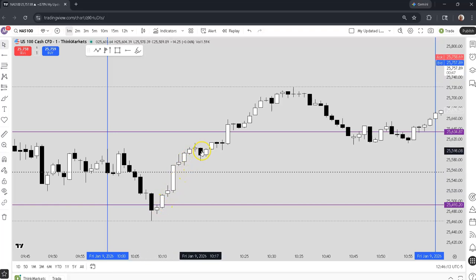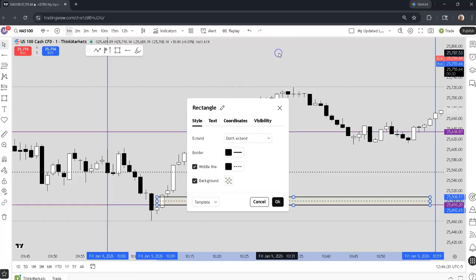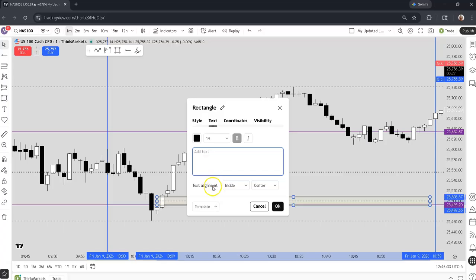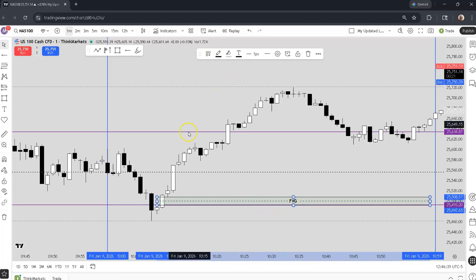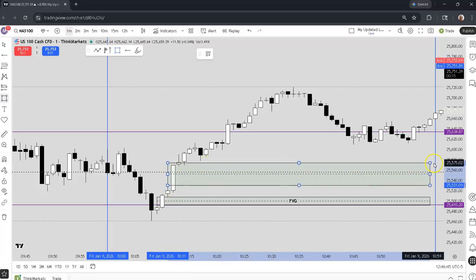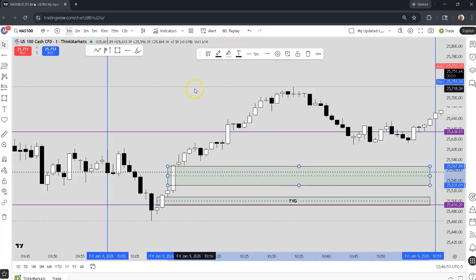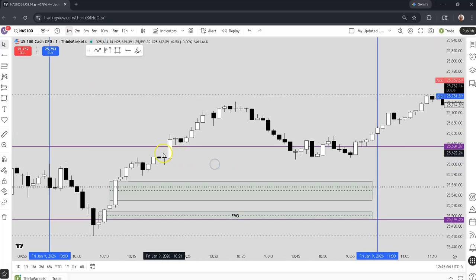So we got a couple in this area right here. So we're going to mark those up right here. We see this wick and this wick is not touching, with the middle candle separating the two. So this would be considered a fair value gap. We're going to mark it as such. FVG, fair value gap, and then we're going to mark this one as a fair value gap as well. This wick and this wick. And then we're going to mark up this fair value gap right here as well.